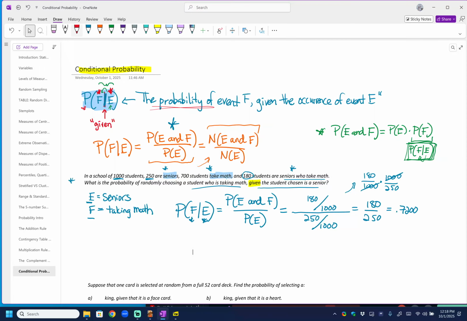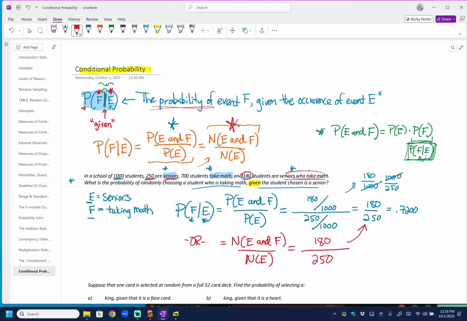Okay, so now let's see why this other formula over here works. I'll write it here: the number in E and F over the number in the event E. If you look at the number of observations in the event E, that's the number of seniors, 250. And the number in E and F, which is seniors who take math, there's that 180 right there. So look what we end up back at: the same answer.